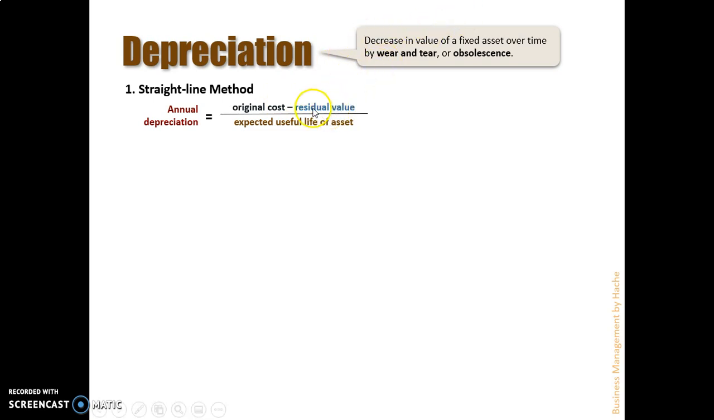So let's say your asset cost $10,000 when you first bought it, and you think that by 4 years, the value will be 2,000. So the expected useful life of the asset is 4 years. So you calculate 10,000 minus 2,000 divided by 4, the number of years, and you get that the annual depreciation would be 2,000. So every year you discount $2,000 from the cost of the asset.